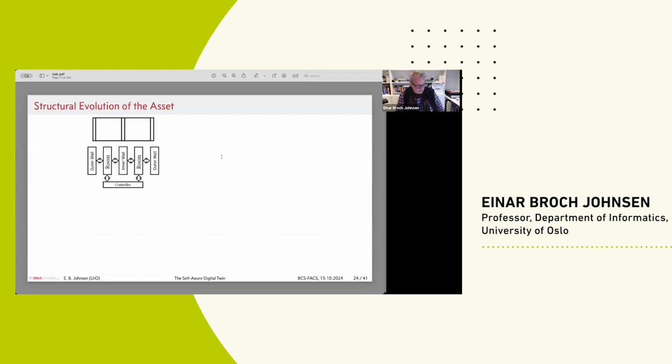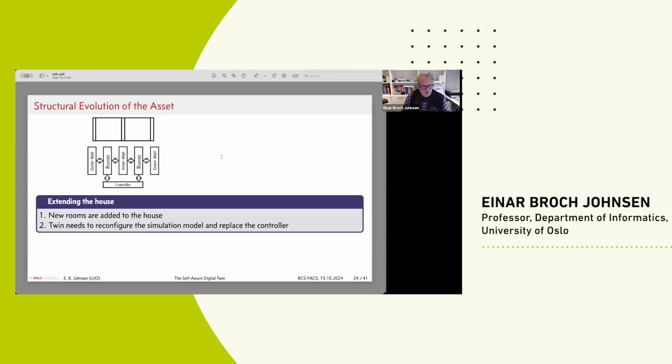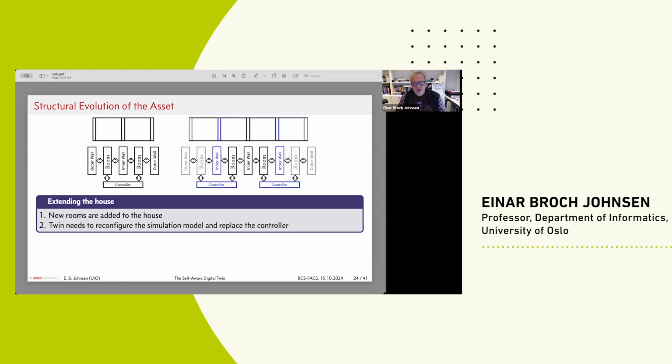But now we were talking about life cycle, so how things are evolving. So let's assume now that this is my lab and I get a huge EU project, so I need to employ a lot of new people. So basically, I'm going to add new offices to my lab, and I want to reconfigure the twin to deal with how my office space is developing.